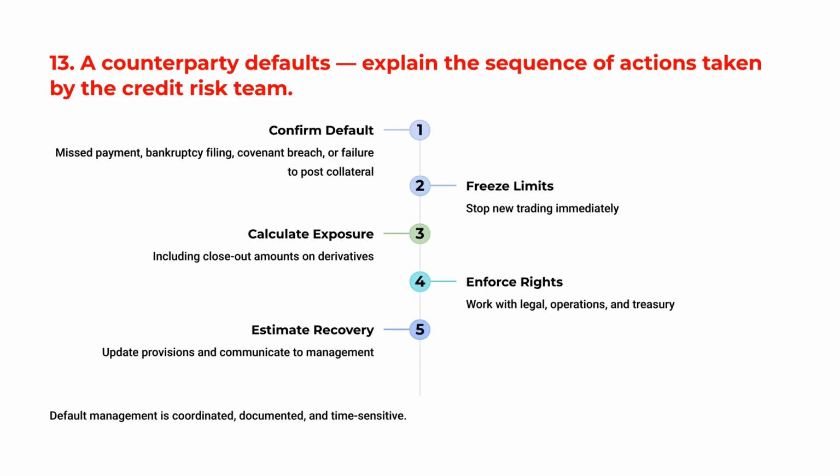A counterparty defaults. Explain the sequence of actions taken by the credit risk team. First, confirm the default event. Missed payment, bankruptcy filing, covenant breach, or failure to post collateral. Next, freeze limits and stop new trading. Then, calculate exposure at default, including any closeout amounts on derivatives.